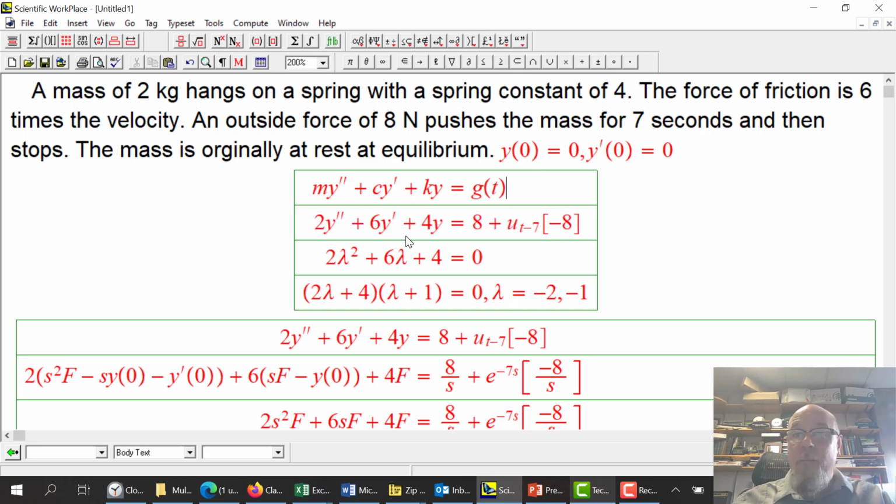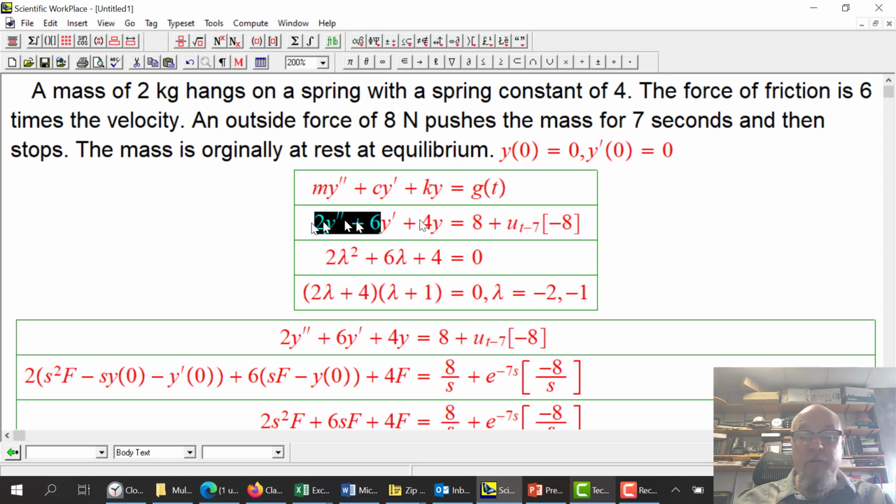Now, before I jump into Laplace, let's make a note of the eigenvalues, just because I find it guides me. So here's our auxiliary equation, which factors, and I get the eigenvalues of minus 2 and minus 1. So real eigenvalues. So this spring is overdamped, has real and different eigenvalues. All right, now let's jump into the actual Laplace part.